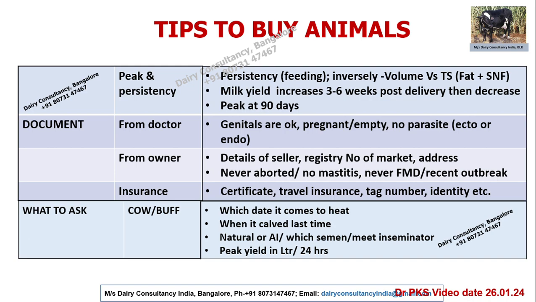You get in writing that the animal has never been reported, has never had mastitis, has never had FMD, and what the recent outbreak was. These details you have to take from the seller at the time of purchase of the animal. Insurance, the certificate of the insurance, travel insurance, tag number, and identity, etc., have to be collected from the seller.